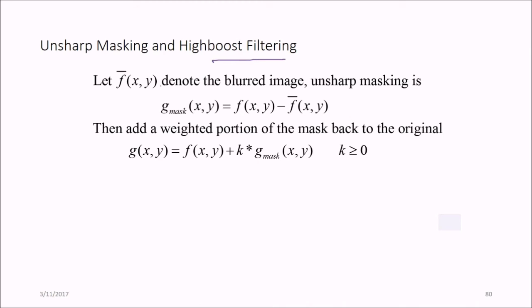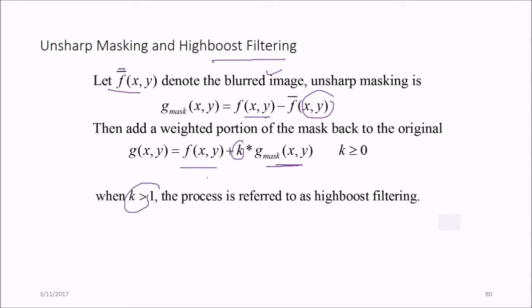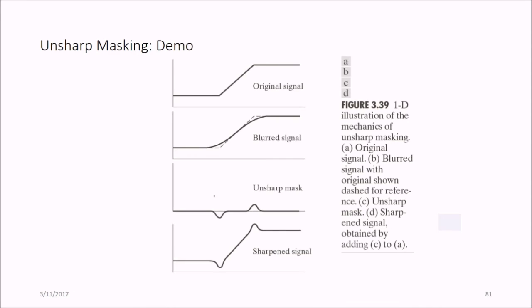And high boost filtering means, if this f(x,y), you can consider it to be f cap, denoting a blurred image. Then the unsharp mask will be the original image subtracted by the blurred image, that is the g mask(x,y). Then add a weighted portion of the mask back to the original. We add the weighted mask back to the original image. If this k is greater than 1, the process is referred to as high boost filtering.